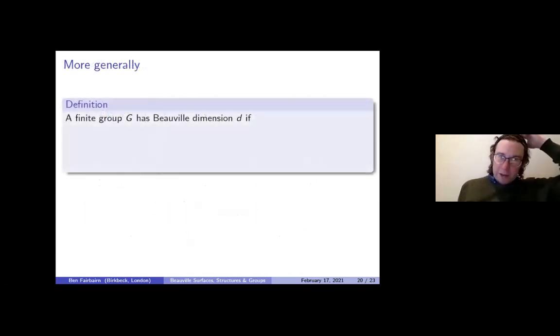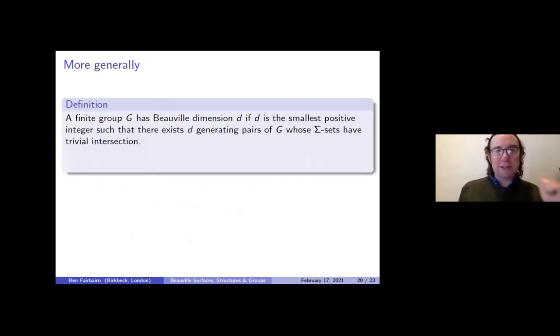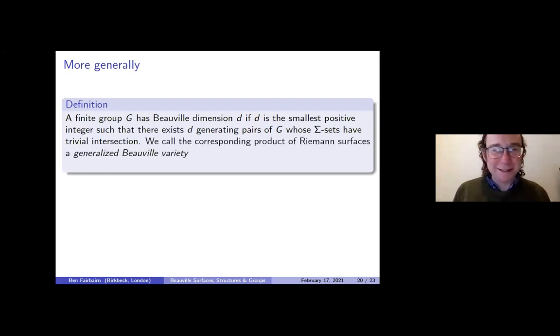Okay, so given a finite group G, we say it has Beauville dimension D if D is the smallest positive integer such that there exist D generating pairs of G such that the corresponding sigma sets have trivial intersection. There's some debate about what to do when there's no such thing. Some would say you just leave the Beauville dimension undefined. Some would say you take the dimension as being one. Some would say dimension infinity. I don't want to get bogged down in that debate. Let's just not worry about when no such D exists.